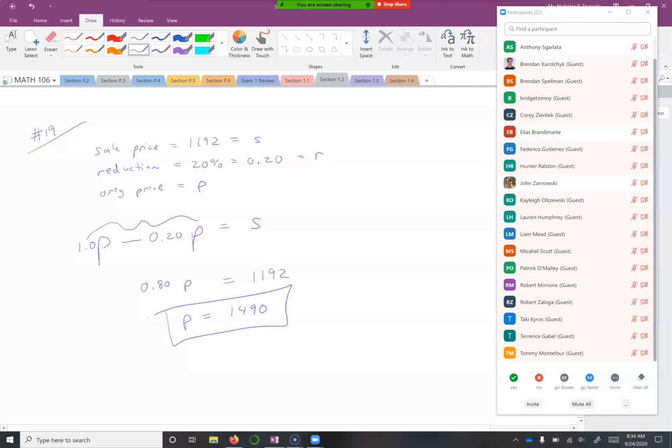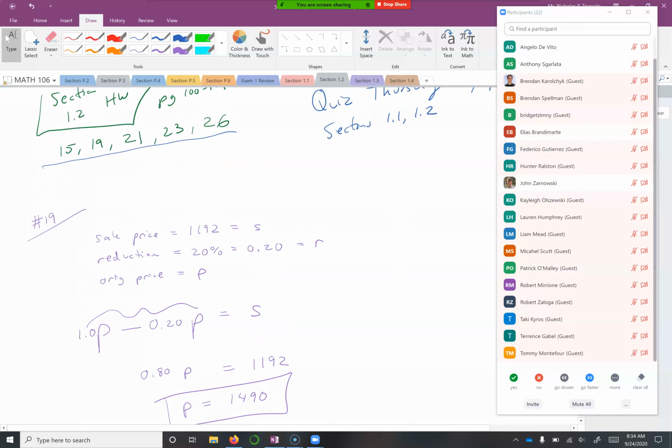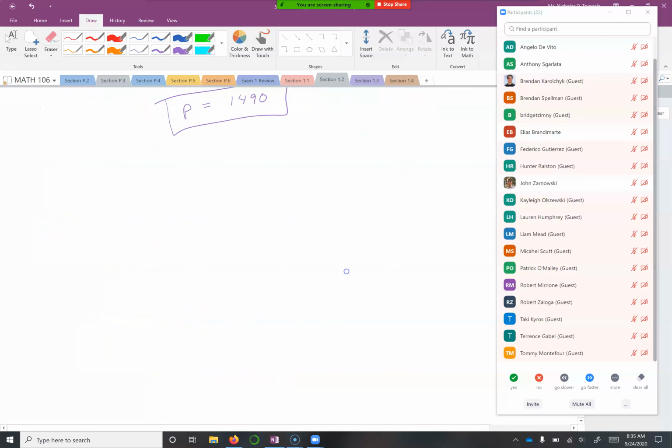So does that make sense now that you're seeing it again? Yeah. Is that good? All right. So any other questions from this section? Can you do 26? Sure. So let's see what we have here, number 26.